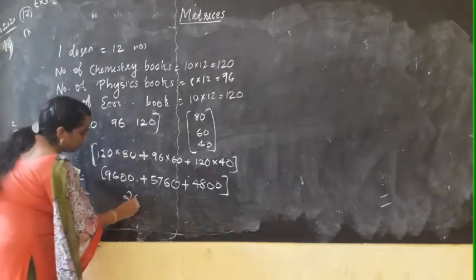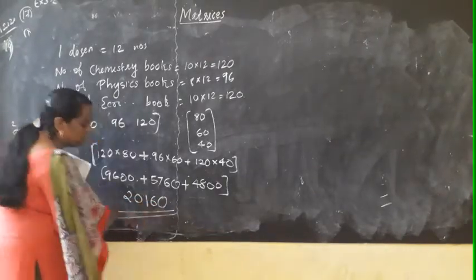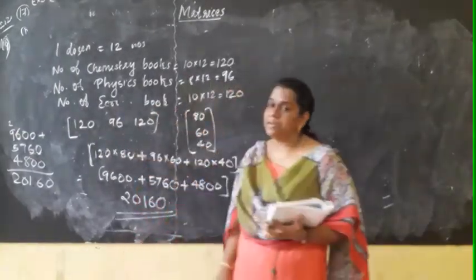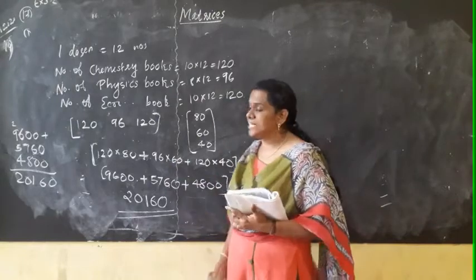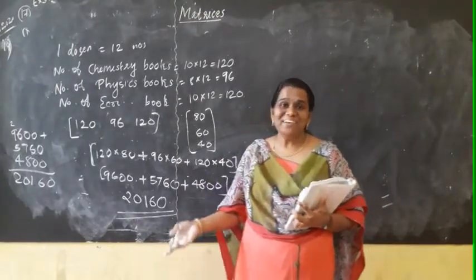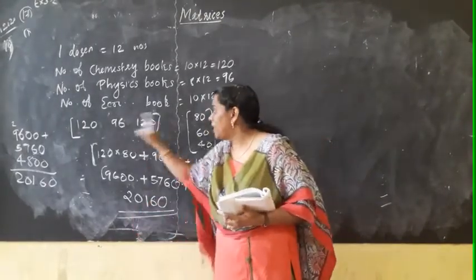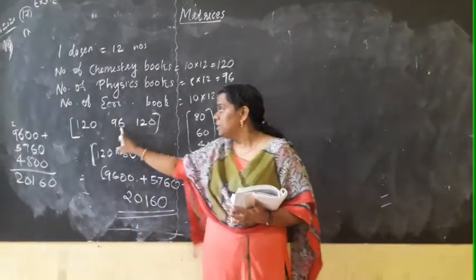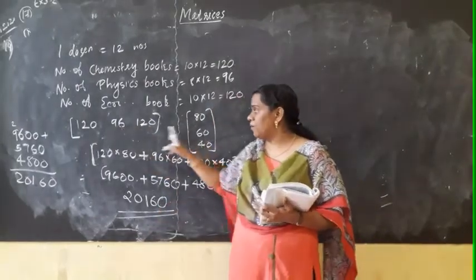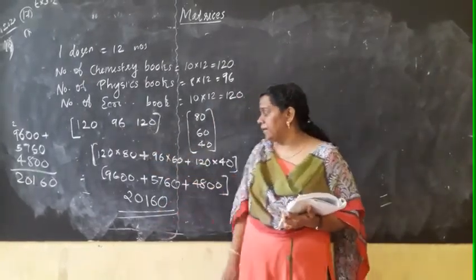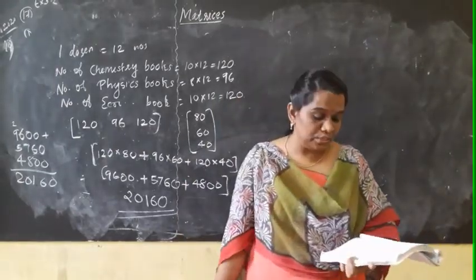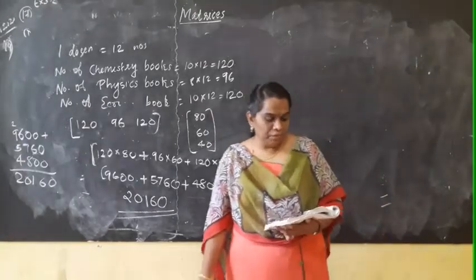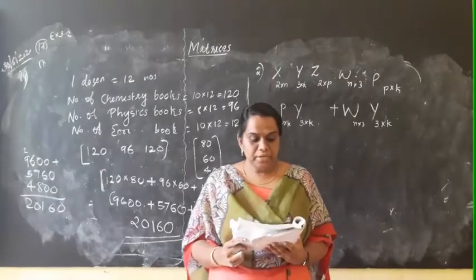All the total amount is 20,160 rupees. That is the total amount. Did you understand? The number of books you write as a row matrix and their prices as a column matrix. Did you understand why we write like this? This is corresponding element multiplication: the chemistry books and their cost, physics books and their cost, economics books and their cost. And the total amount is rupees 20,160. Okay?